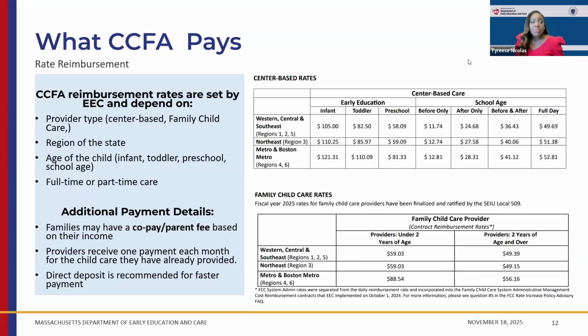Additional information related to payments is connected to whether a family may have a parent fee, also known as a co-pay fee. When a family's child care financial assistance is determined, some families are required to have the parent fee, meaning they must cover a part of the daily reimbursement fee from EEC. That parent fee is paid directly to the provider, whether it's a center-based provider or the family child care provider. Those payments are not received by EEC.